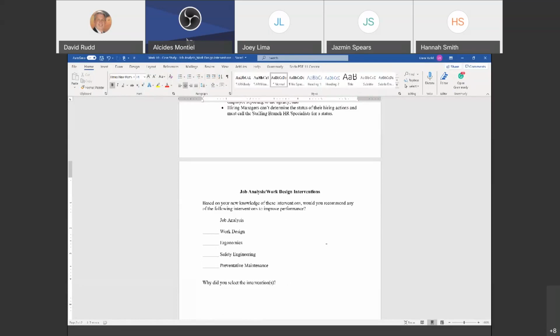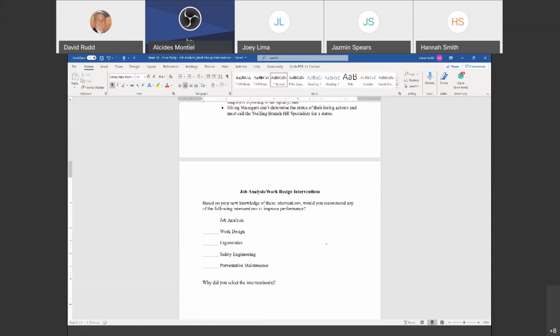Sure. I definitely can't see it being anything past work design, like ergonomics, safety, preventative. None of those seem related, so it would have to be either job analysis or work design. And between the two, work design seems to work better. Yeah, I agree with you.